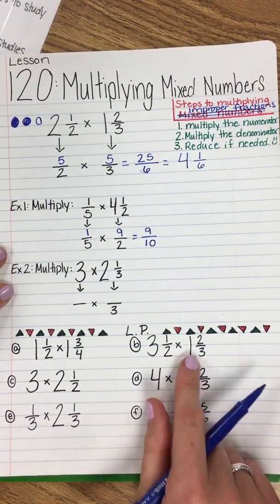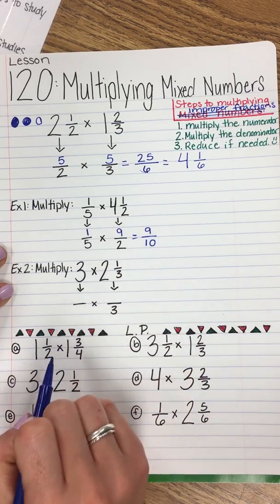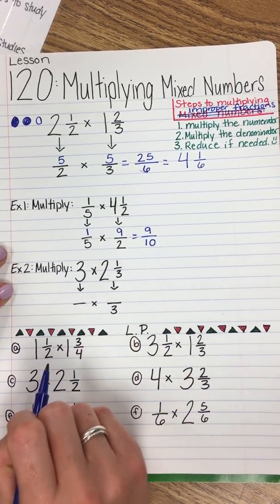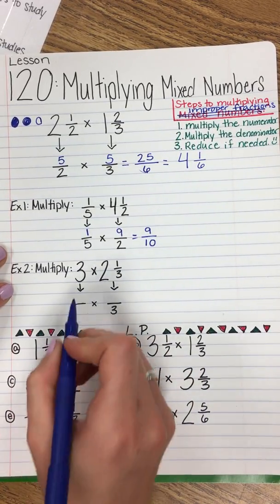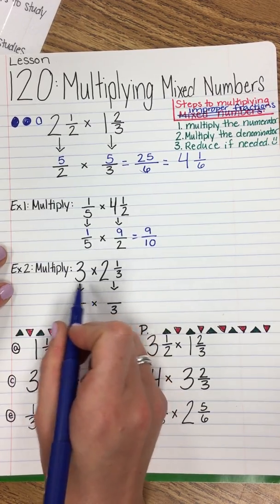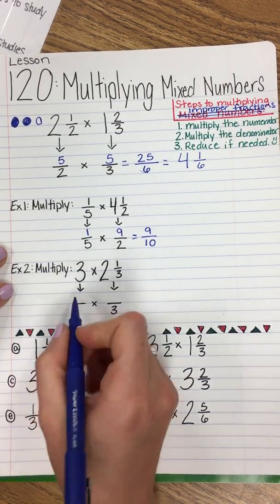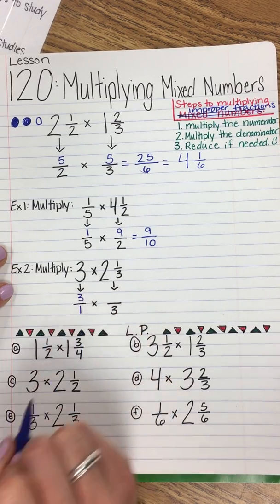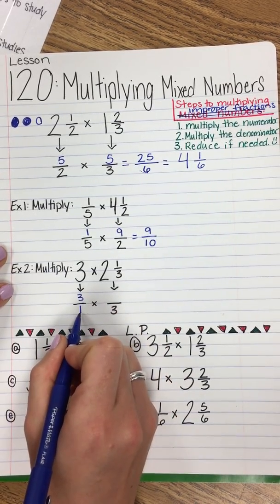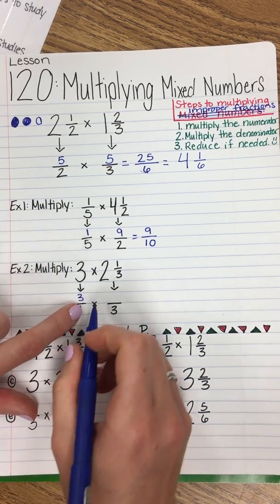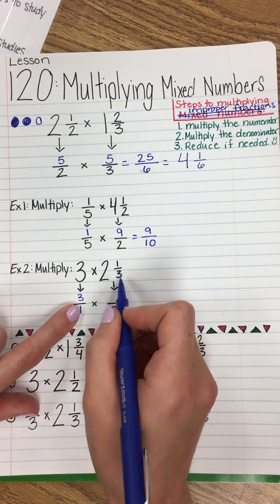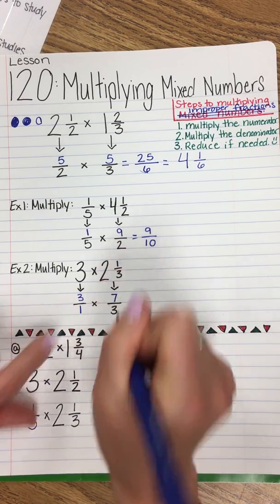Okay? Example number 2. Multiply 3 times 2 1/3. Wow. 3 doesn't have a denominator. So what is that as a fraction? 3 wholes. Okay, 3 whole circles. You're going to use 1 as the denominator. And then you're going to change 2 1/3 to an improper fraction, and you're going to get 7/3.